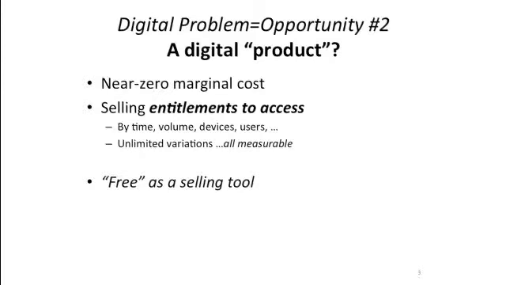The other thing, of course, is what Howard was talking about at the beginning. Digital products are different. There's more or less no marginal cost. You're basically selling entitlements to access, not so much the product itself, but access to the product in different ways.